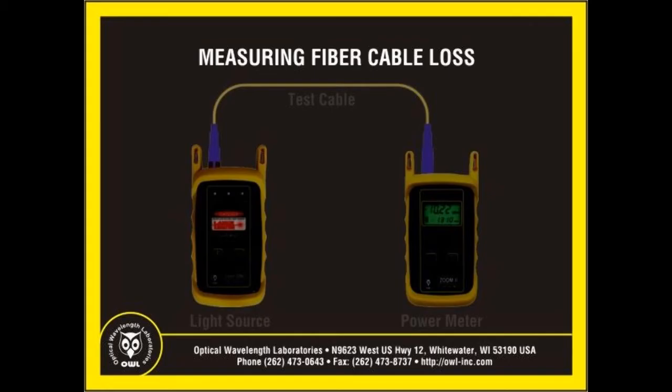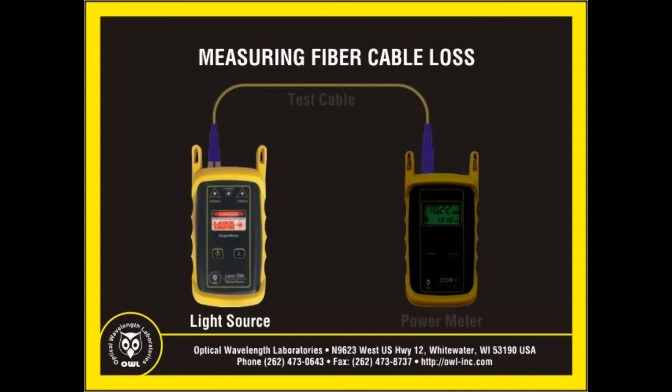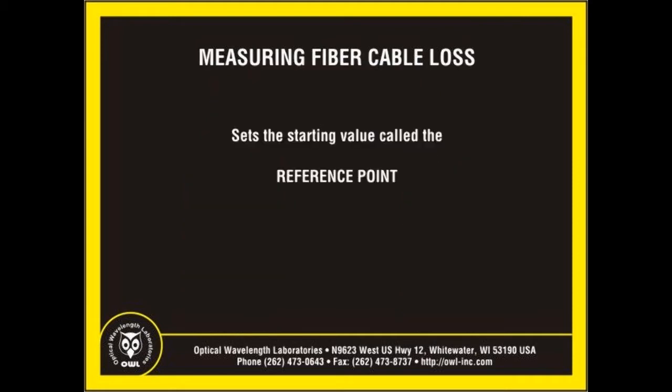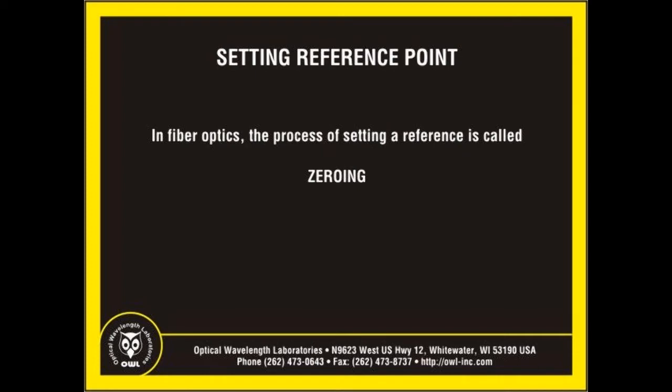Taking a measurement of any kind involves comparing a starting value and an ending value, then calculating the difference. This measurement is then compared to a specification to determine success or failure of whatever is being measured. In the case of measuring fiber cable loss, a technician must first connect a transmitter called a light source to a receiver called a power meter through one or more test cables in order to determine the starting value, which is called the reference point. The process of determining a reference point may have different names in different industries. In fiber optics, this process is called zeroing.